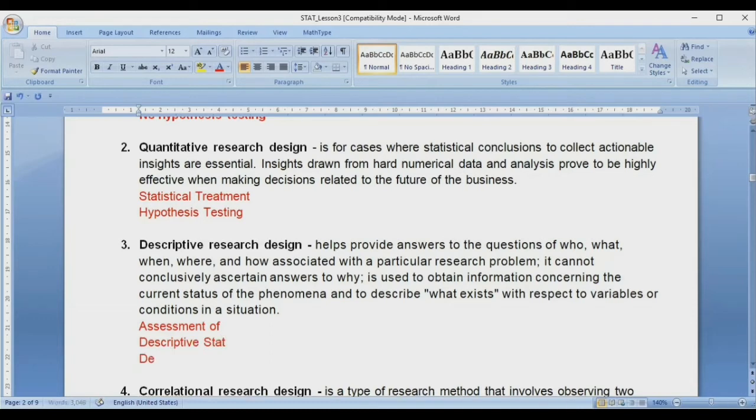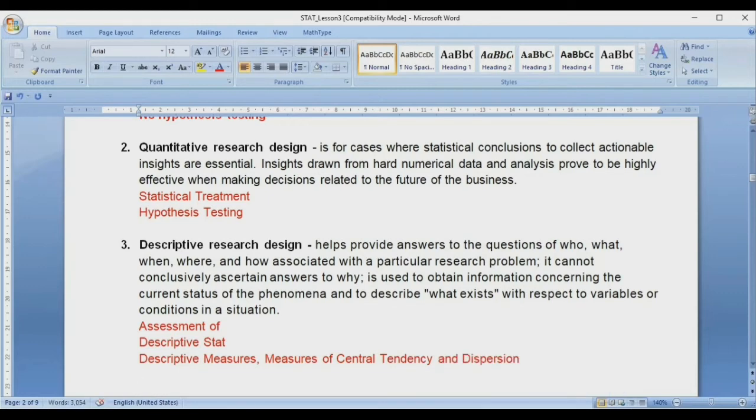At meron tayong descriptive measures na ginagamit. The one that I taught you last time. The measures of central tendency and dispersion. Measures of dispersion. Ang madalas ginagamit pag descriptive research, mean and standard deviation. To describe and summarize the characteristics of your data.